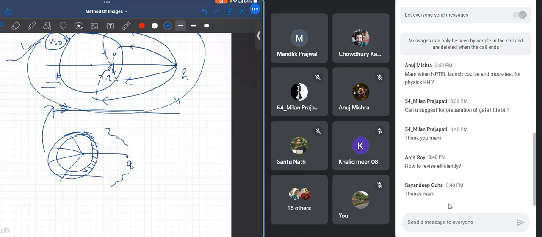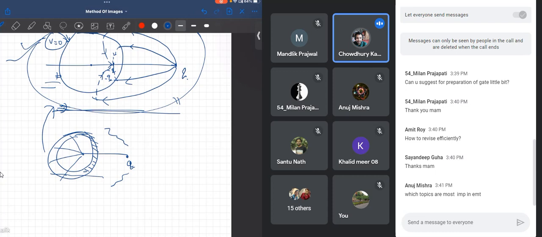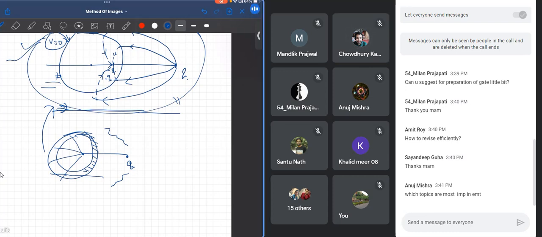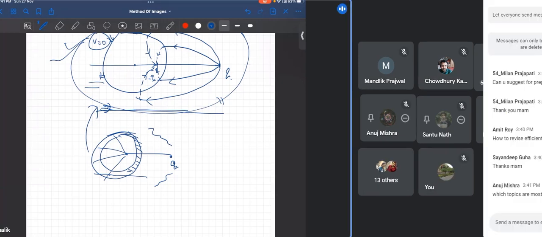Ma'am, even if this conducting surface is not Earth, then the induced charge, even then it's true that there will be electric field inside this conducting surface. If this surface is not grounded, then this conducting surface will not behave as a conductor. Yes, that condition is also true.